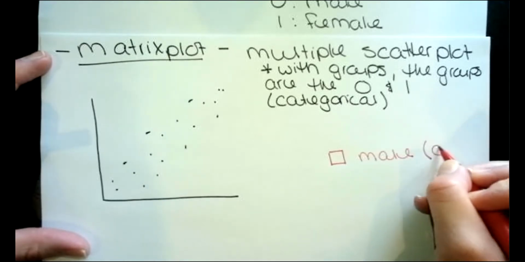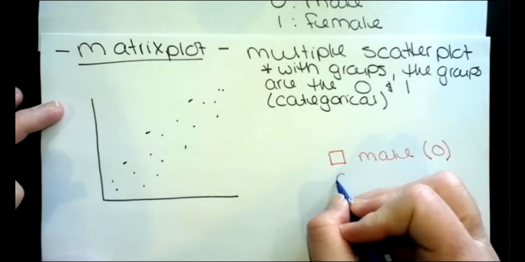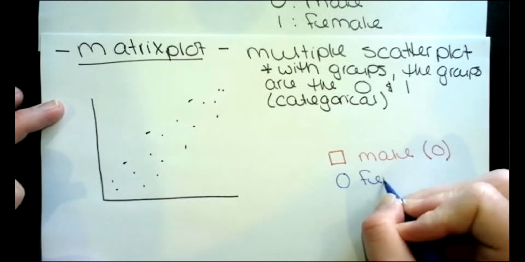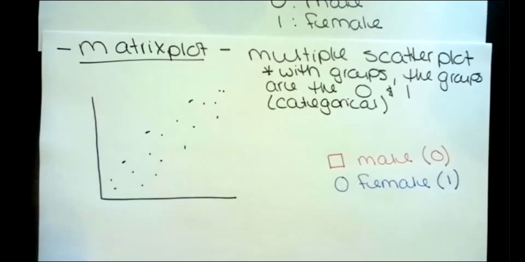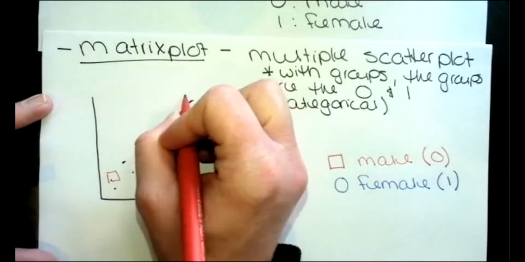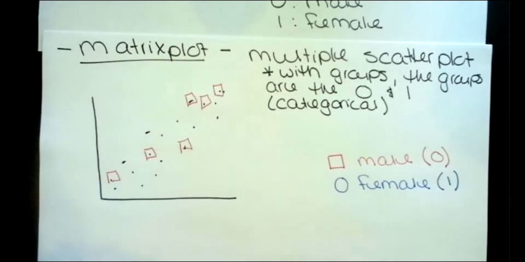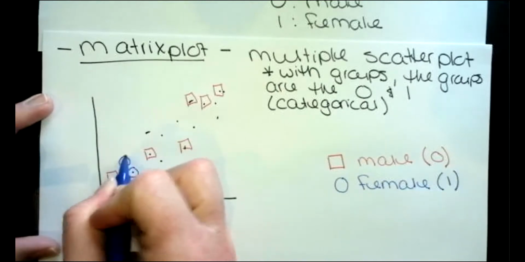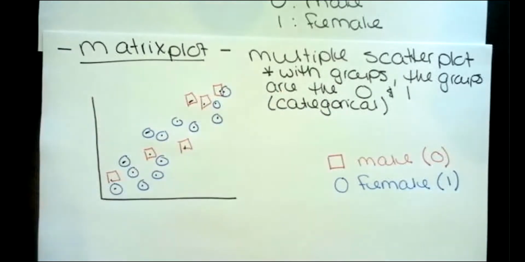Remember, a male was 0. And then maybe we have female indicated with a circle that's blue. This will be shown on my scatter plot because I'm going to break it out with groups. It might look something like this, like that, okay? And then the female will be the blue circles like this, okay? Like that. So now I have it with groups.